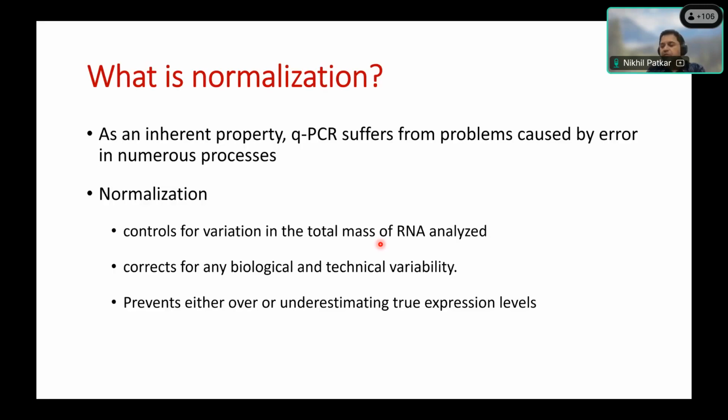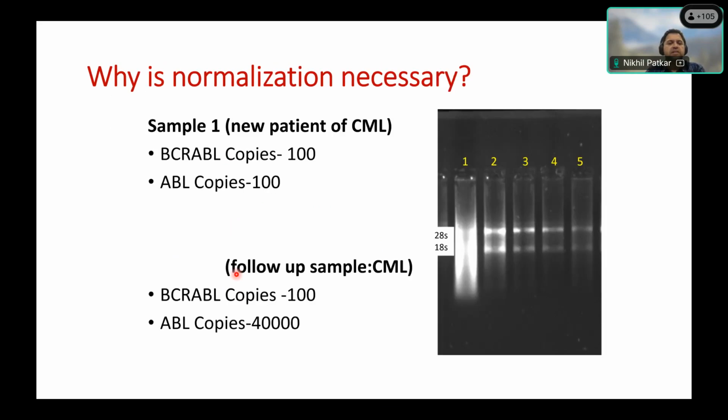But as I said before, you also require a control gene to normalize this, because as an inherent property, qPCR suffers from problems caused by error in numerous processes. So normalization helps control for variation in the total mass of RNA analyzed, corrects for any biological or technical variability, and prevents over- or underestimating expression levels. Let me give you an example.